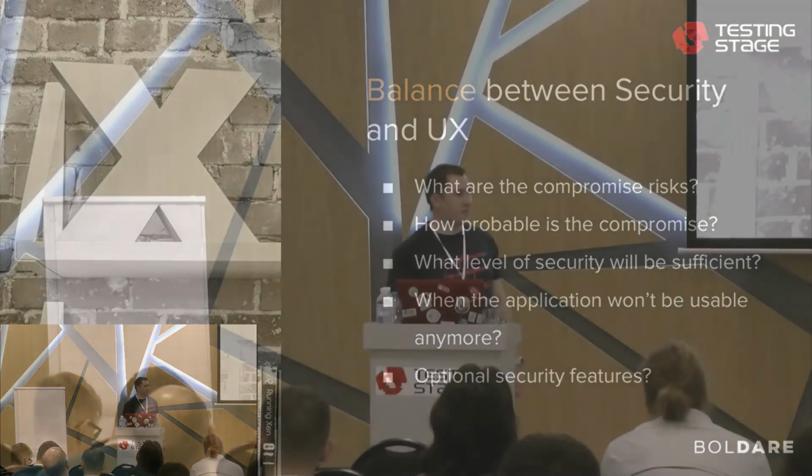What are some minimum things, functionalities, that we have to implement, so that the application won't become unusable? For example, if we add these additional security layers, then we may lose users. Maybe it's a good idea to think about optional security features. So the user may decide if he wants to use an additional security layer, like for example 2FA.